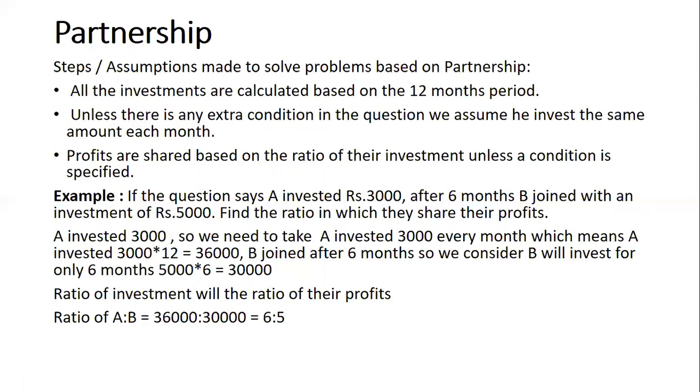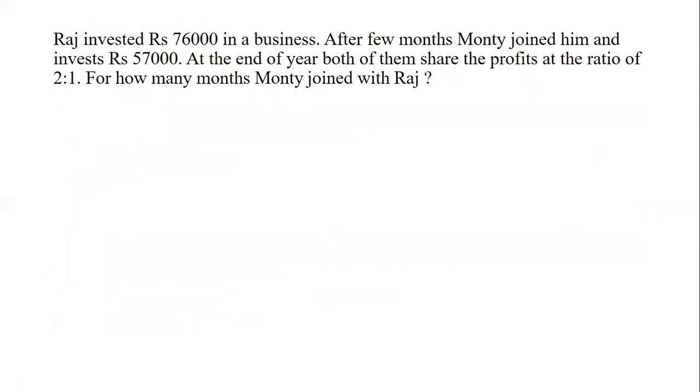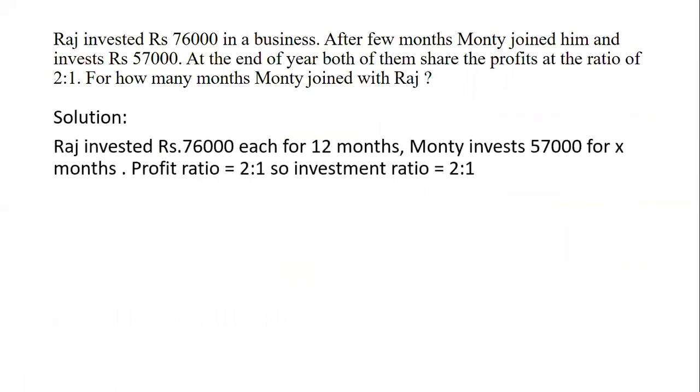So now we'll go to some example problems. Raj invested 76,000 in a business. So 76,000 he invests for all the 12 months. Monty joined them after a few months. We don't know the exact month, so let it be x. They share their profit in the ratio 2 is to 1. So the profit sharing ratio should be the same as the investment ratio. The question is to find out for how many months Monty joined with Raj.